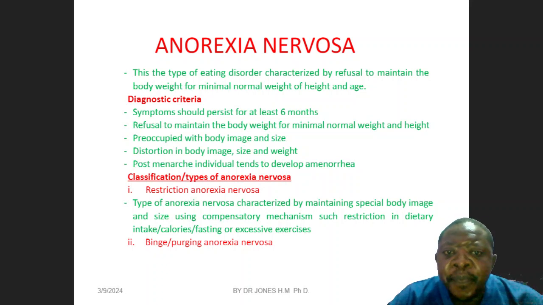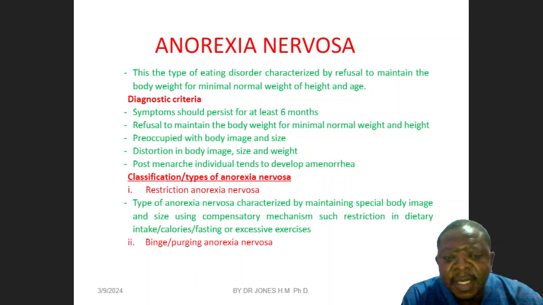Then, what are some of the classifications or types of anorexia nervosa? We have two main types of anorexia nervosa. We have restricting anorexia nervosa, and we have binge-purging anorexia nervosa.